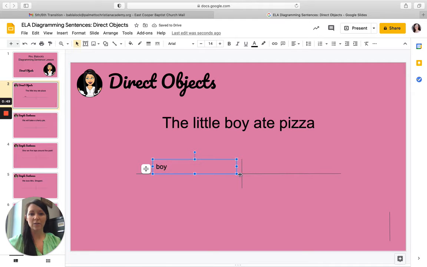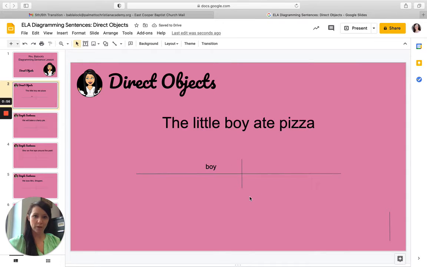Okay, now you've got to ask yourself, what is the boy doing? Boy is your simple subject. What is your simple predicate? What is he doing? It's always going to be a verb. The word is ate. Here is where you've got to always figure out whether or not you have a direct object. Once you get your simple subject, like boy, and your simple predicate, ate, to identify if there is a direct object, you ask yourself, ate what?